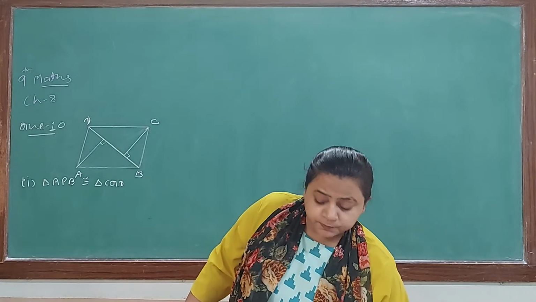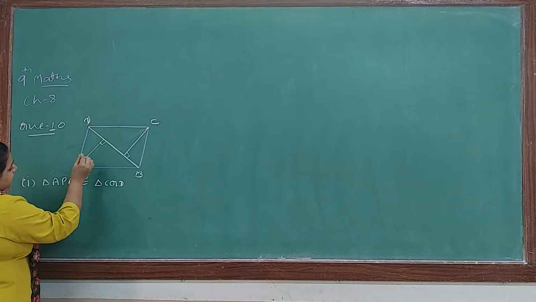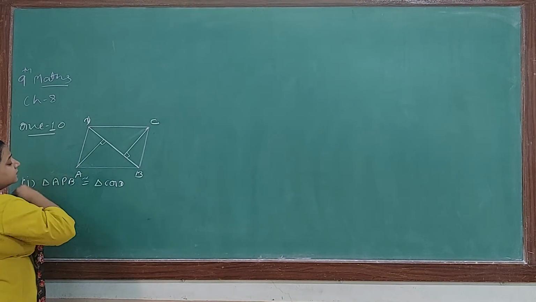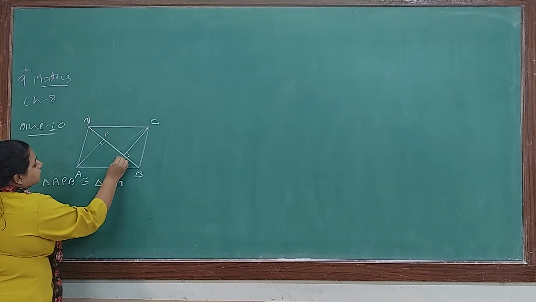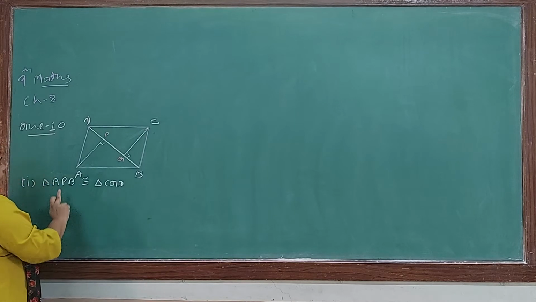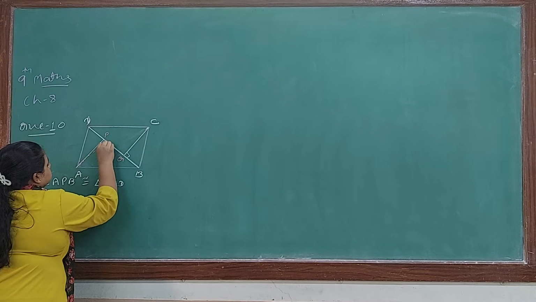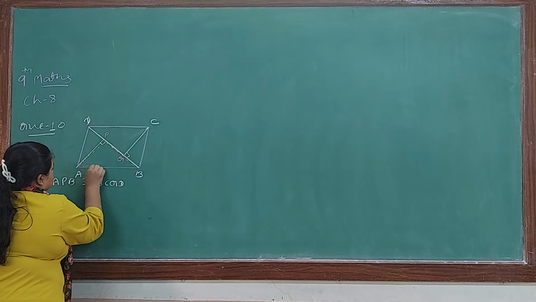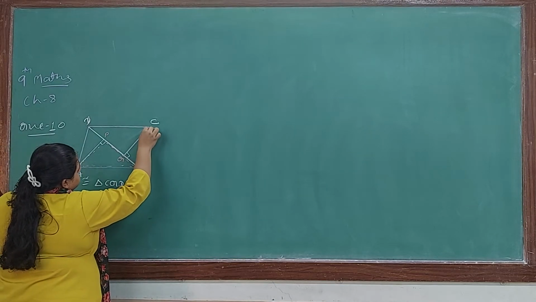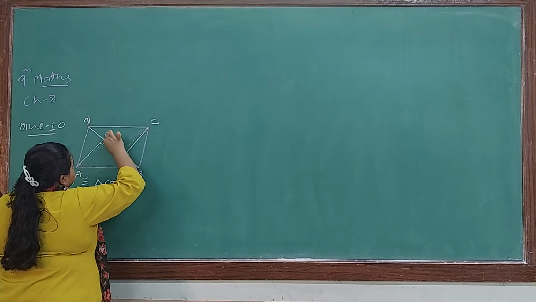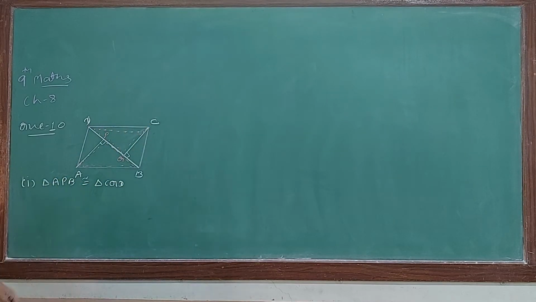Which triangle? Where is P? Where is Q? So we have to prove that triangle APB and triangle CQD, these two triangles are congruent.